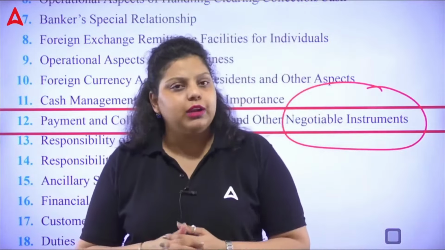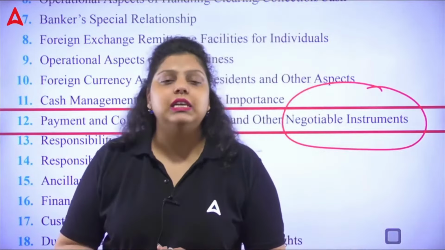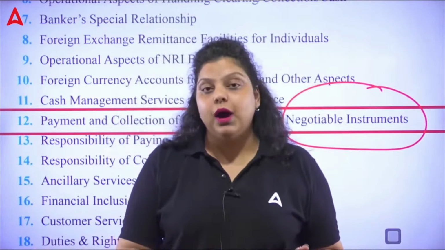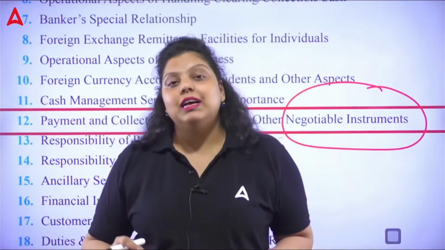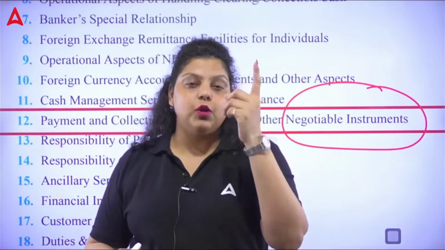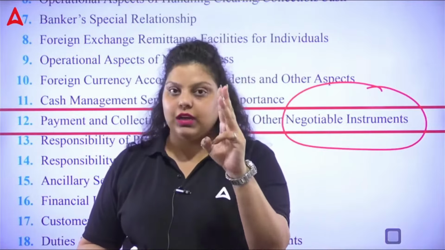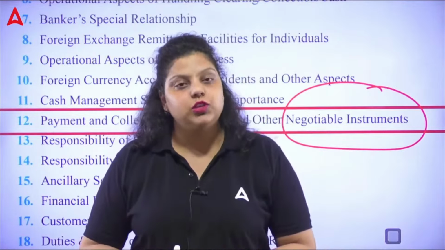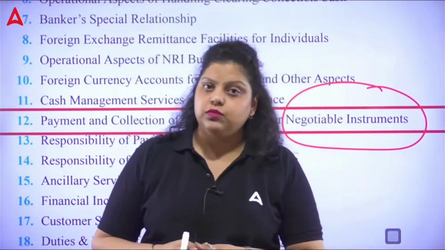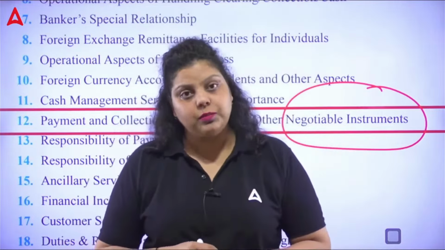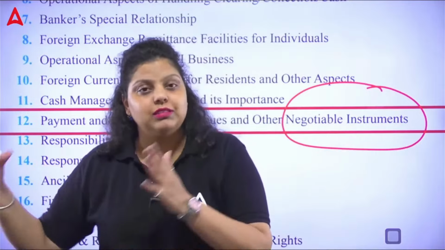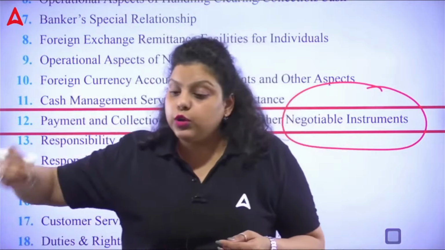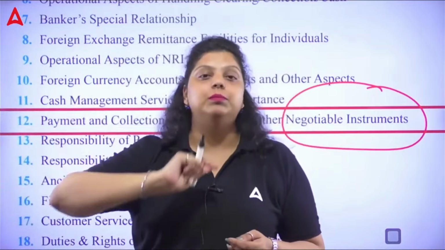Section 13 of the Negotiable Instruments Act talks about the negotiable instruments, in which it says that there are three negotiable instruments: promissory note, bill of exchange, and check. Promissory note is defined under Section 4, bill of exchange is defined under Section 5, and check is defined under Section 6. These are the negotiable instruments which you use to make a payment to a certain person.